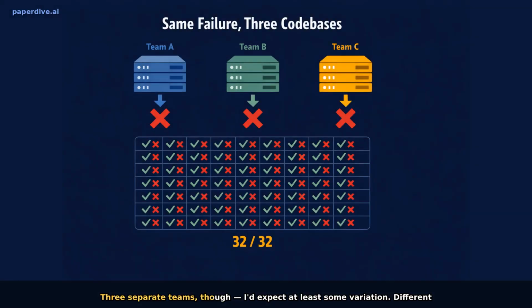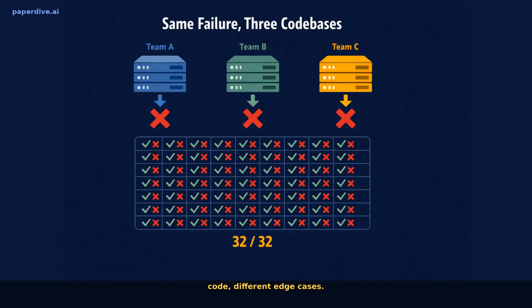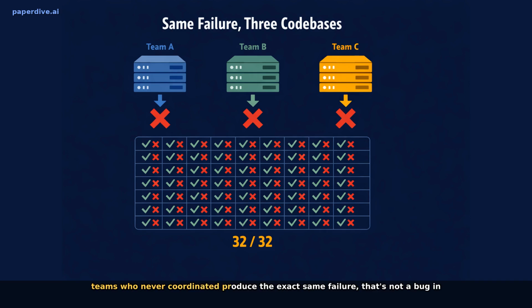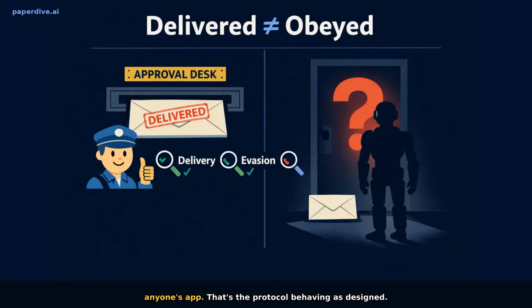3 separate teams, though. I'd expect at least some variation. Different code, different edge cases. 32 out of 32 agree. Every cell, all 3 codebases. When 3 teams who never coordinated produce the exact same failure, that's not a bug in anyone's app. That's the protocol behaving as designed.